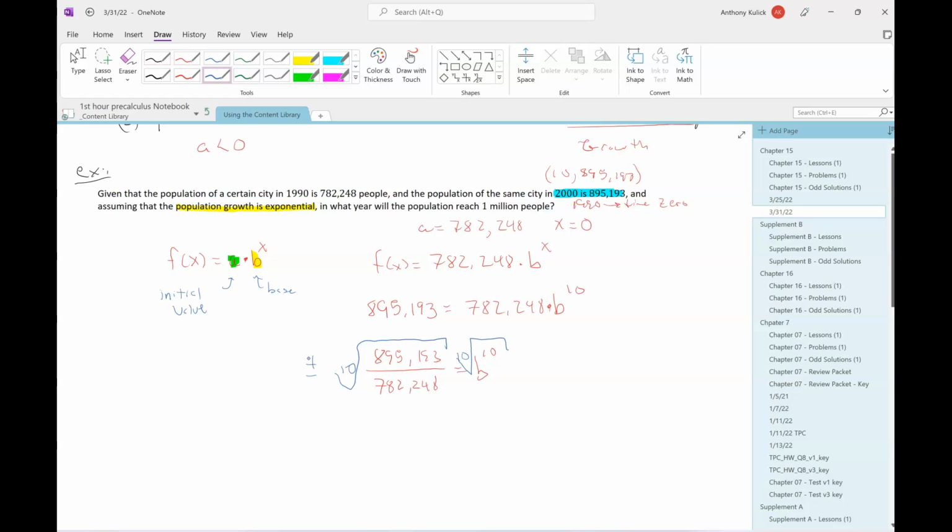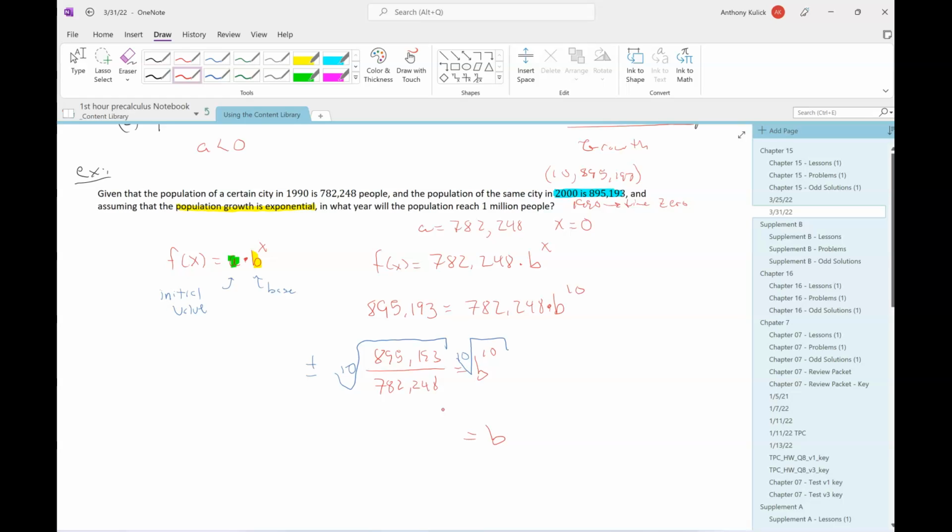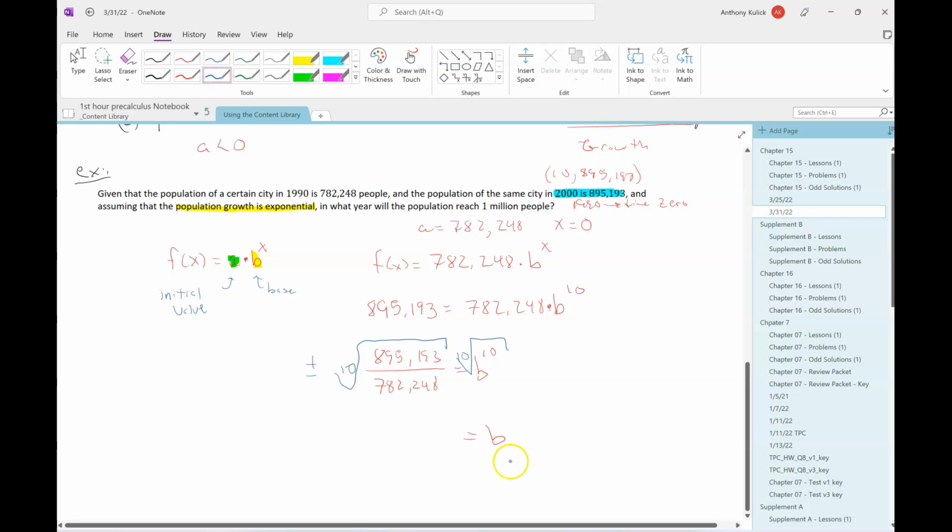Okay. But what do we know about this number b? It's the base of an exponential. So what kind of number does it have to be? Yes. Remember, b is always positive, so we can drop the plus or minus because it's just going to be the positive. And now it's calculator time.